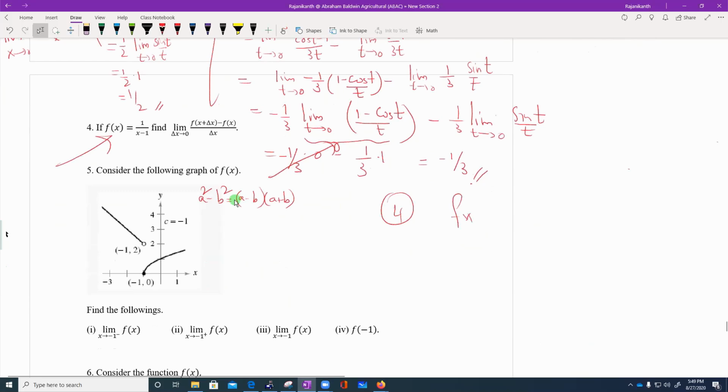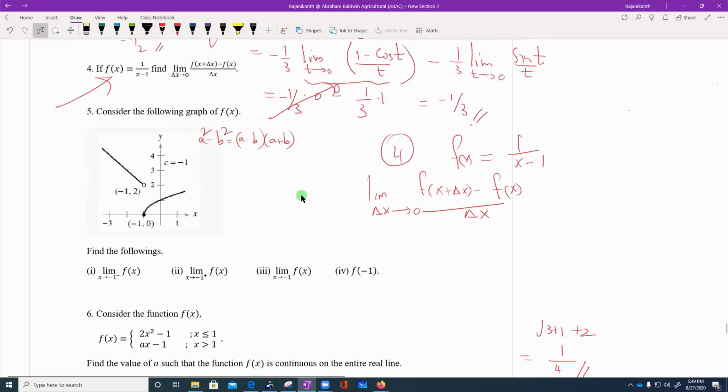You are given f of x, the function. The thing is now you need to find the limit as delta x goes to 0 of f of x plus delta x, subtract f of x, over delta x. Simply, you have to find two different things. First, find f of x plus delta x. You already know f of x, right? So f of x is given.